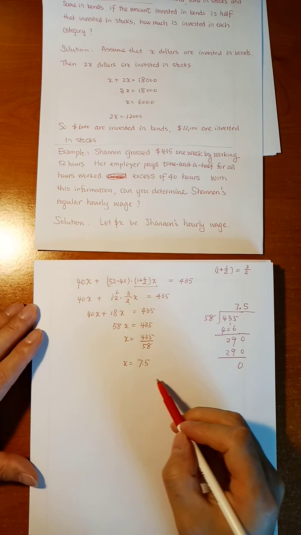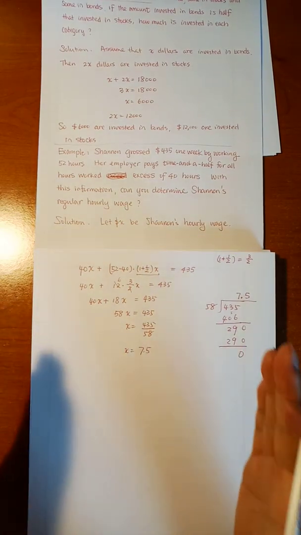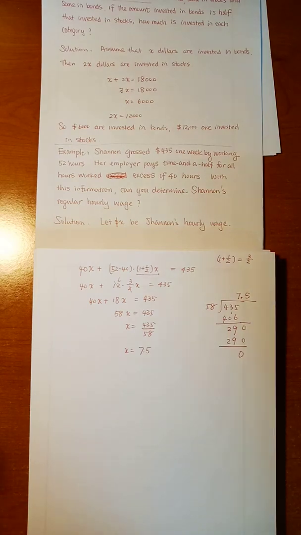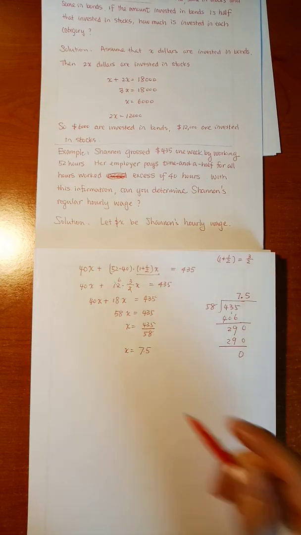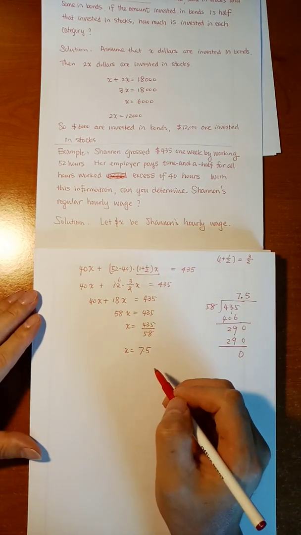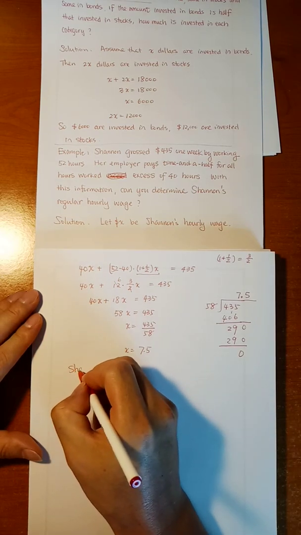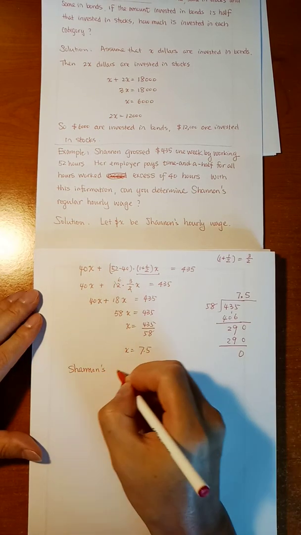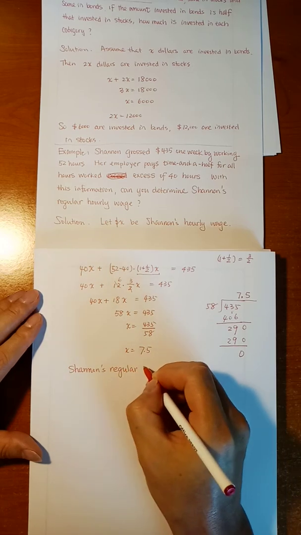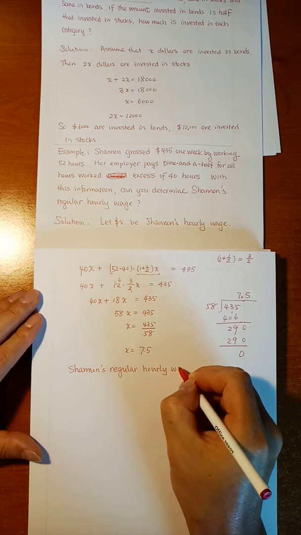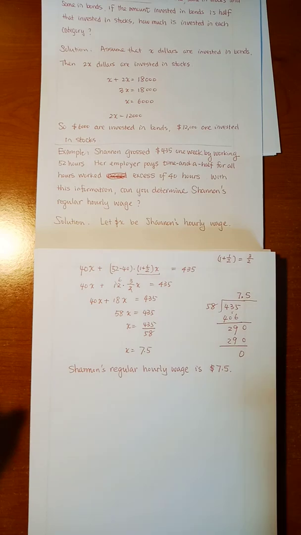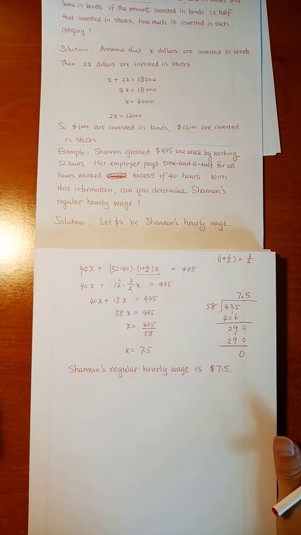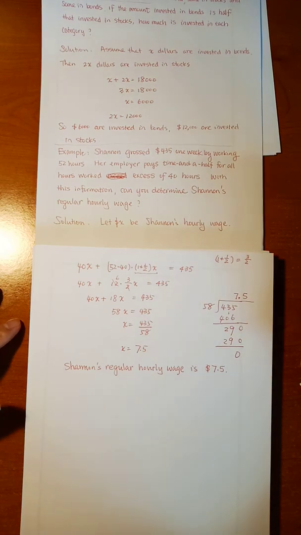We're talking about a real problem, so the answer is supposed to be a regular number, not a weird number. So it's $7.50. Shannon's regular hourly wage is $7.50. Right?